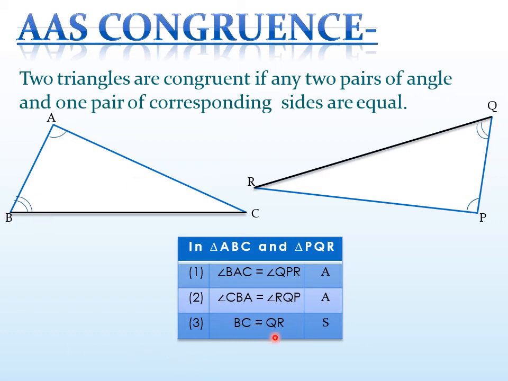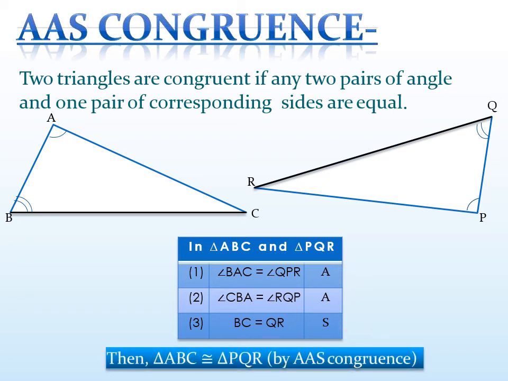Then we have BC is equal to QR. We can see BC does not lie between the two angles, but no problem. Here also RP or RQ does not lie between the two angles. So we can take any two angles and any one side can be there. So if that is the case, then we can say that by AAS congruence rule, triangles ABC and PQR are congruent to each other.